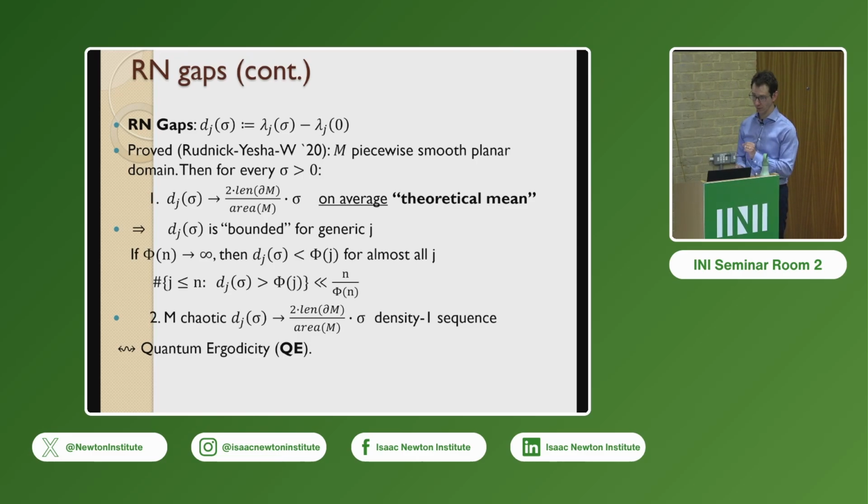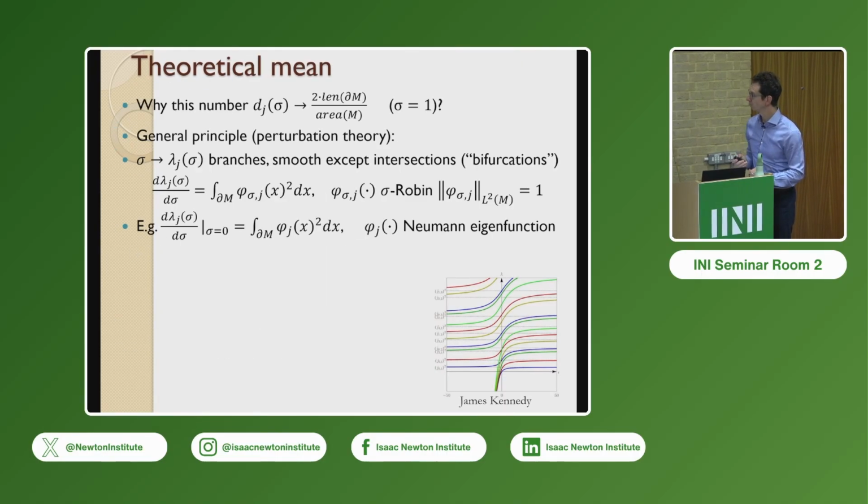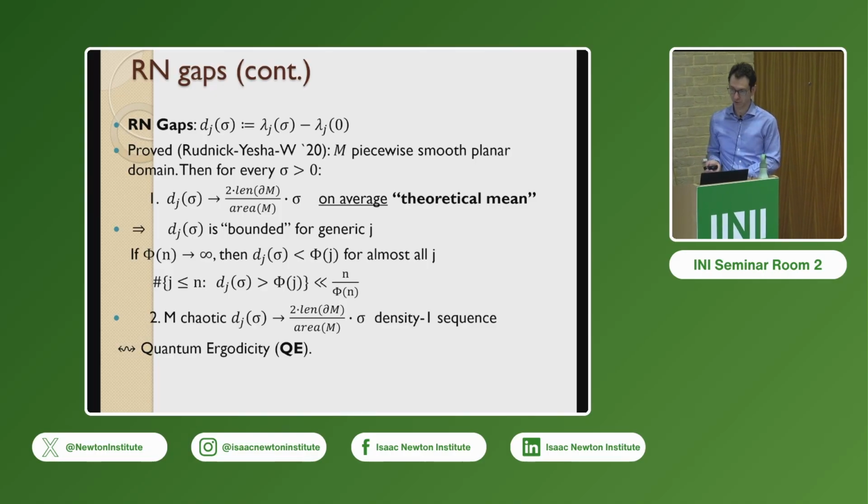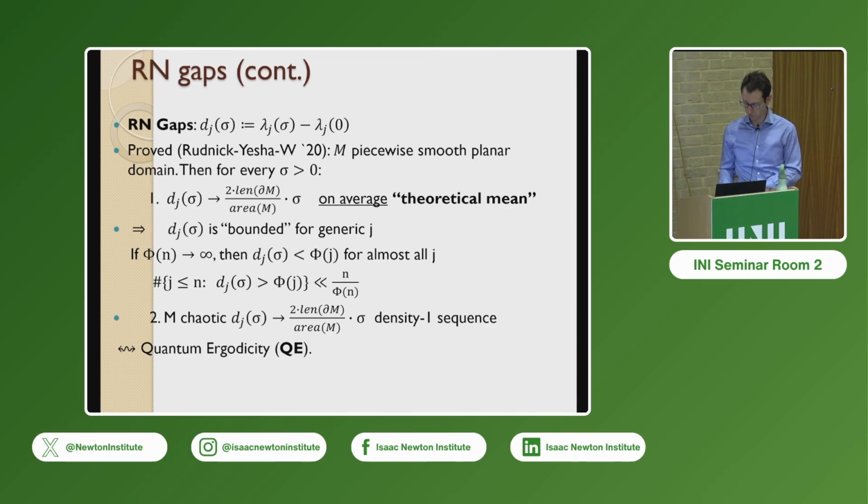And the second result is that if we restrict our discussion to chaotic billiards, then not only do we have this convergence on average, but we also have the same convergence to the same number for a density 1 sequence of eigenvalues. We should not conflate that with quantum ergodicity, though it's similar to quantum ergodicity. There is a question whether or not there are exceptional subsequences in the chaotic case. I'm going to mention a list of open questions, and this is going to be one of them.